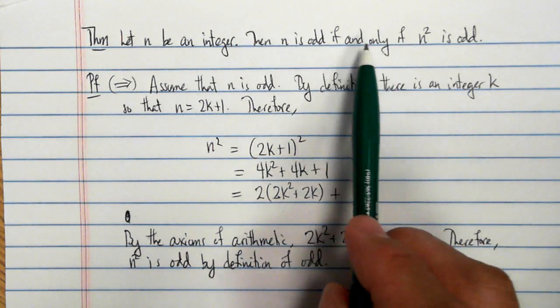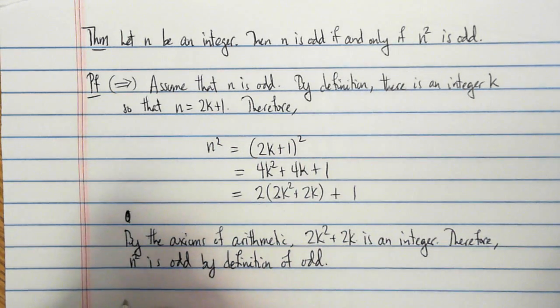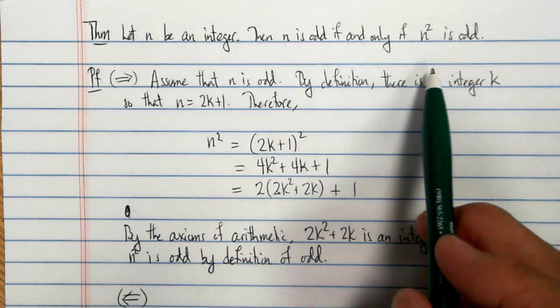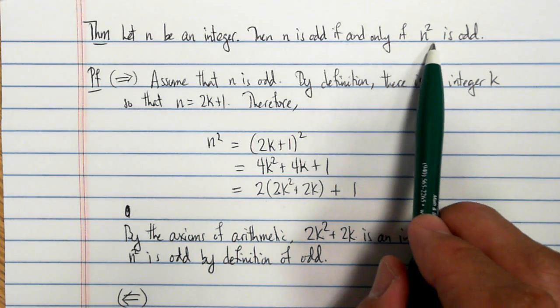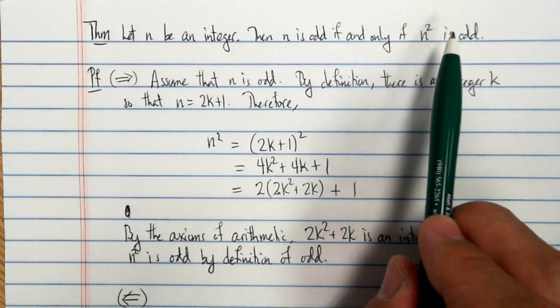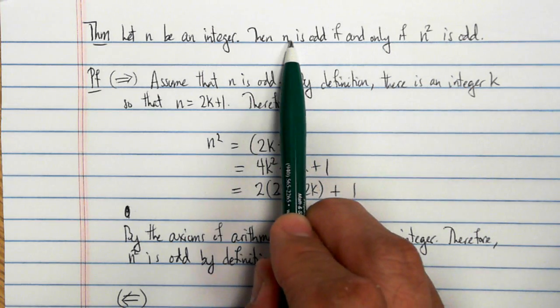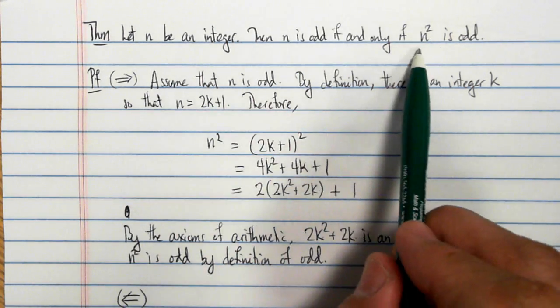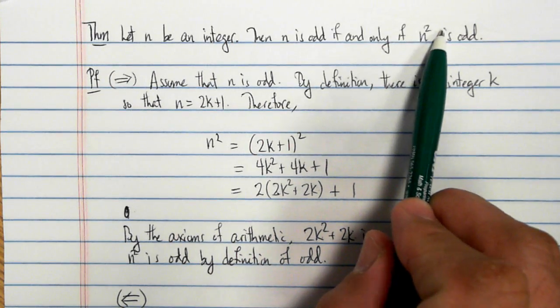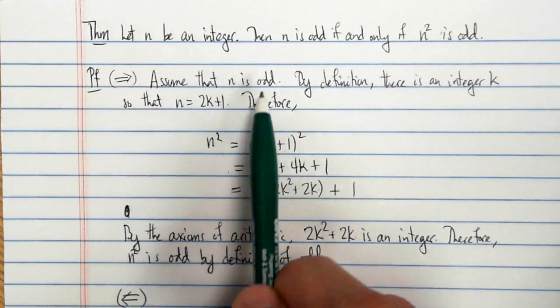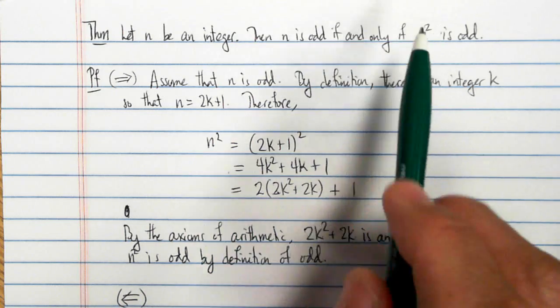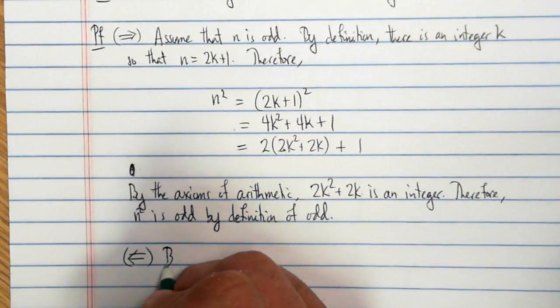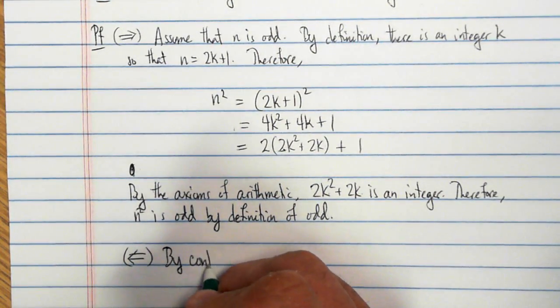Now this is a blue light special, if and only if, so it's 2 for the price of 1, and I have to also go the other direction. So to go the other direction, if I were to try a direct proof, I'd start: if n squared is odd, then n is odd. I will do the contrapositive of that instead. Instead of showing that if n squared is odd, then n is odd, I will instead show that if n is even, then n squared is even. So we're going to do this by contrapositive.